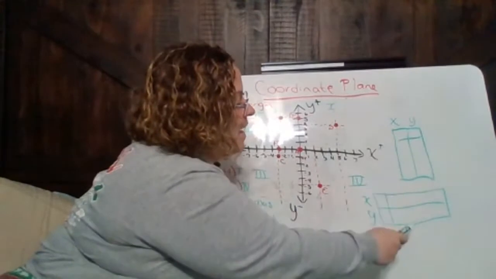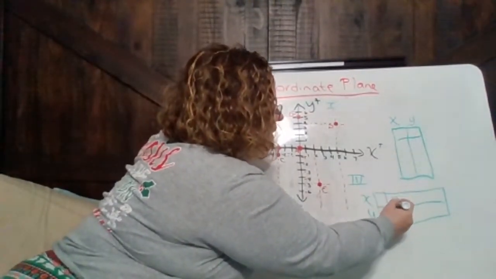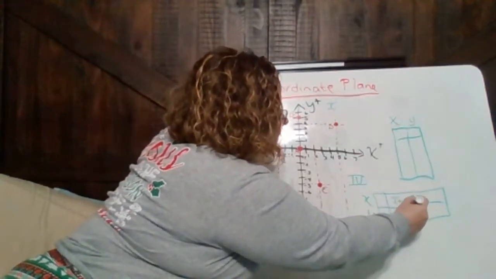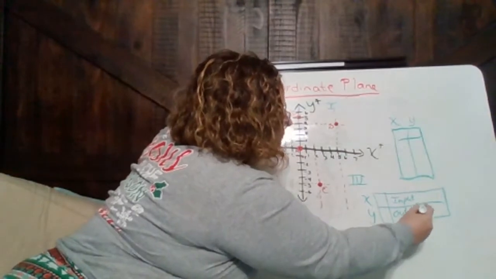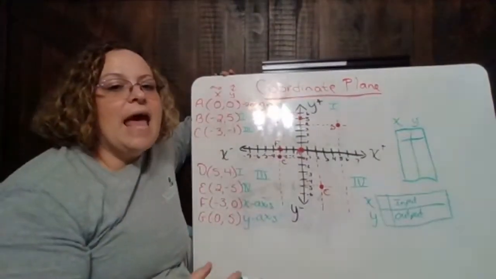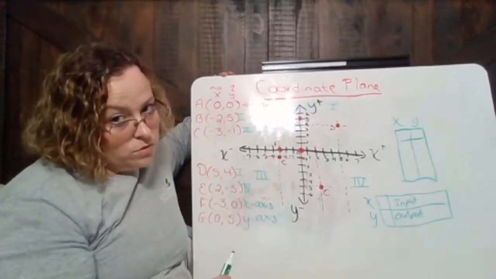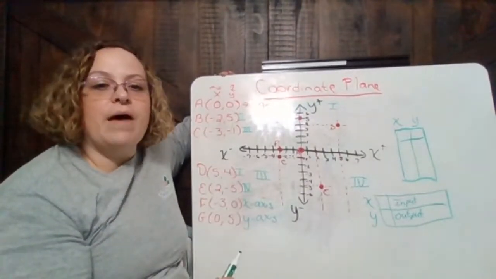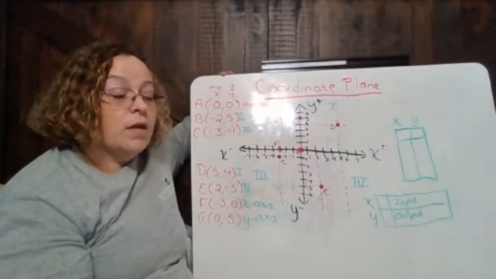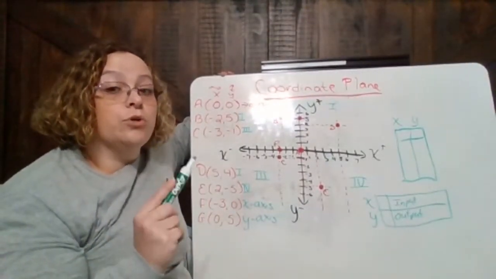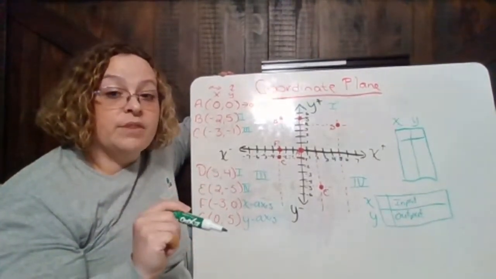Now, when you're looking at a table, your X values are also called your input. And your Y values are your output. So if somebody says, hey, what's your input values? Those are your X values. If they say, hey, what are your output values? Those are your Y values. Okay? All right.